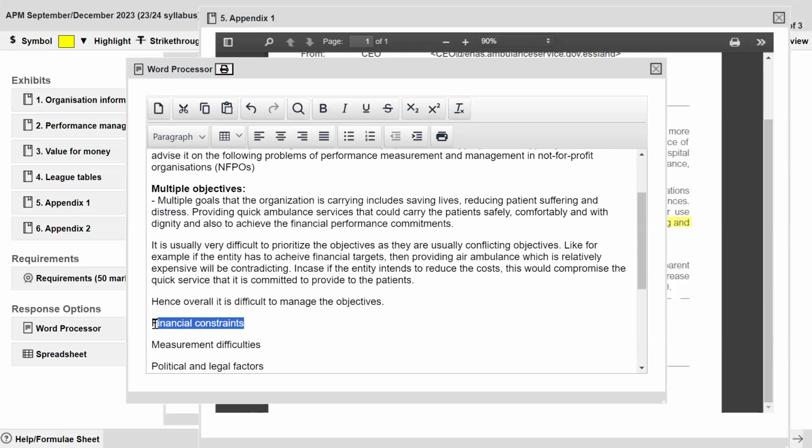Now, what next is there? Next is financial constraints. When you talk about the financial constraints, you see the issue is that it is usually funded by government.